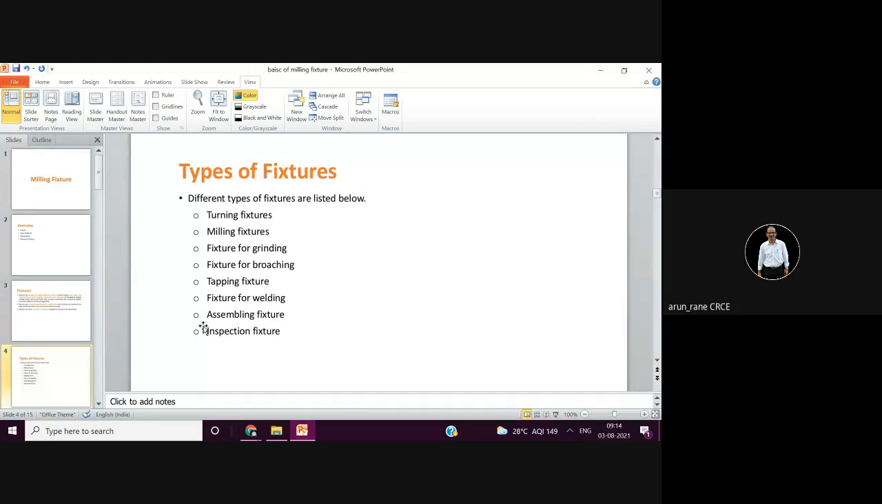Inspection fixture means suppose you are inspecting components on a coordinate measuring machine, that is a CMM, then you cannot hold the component by hand. Because in a CMM machine you have to take a probe and touch the component. You have to touch the component with the help of a probe. So you cannot hold the component in hand, it should be hands free. So you need a fixture. That is what is called the inspection fixture.